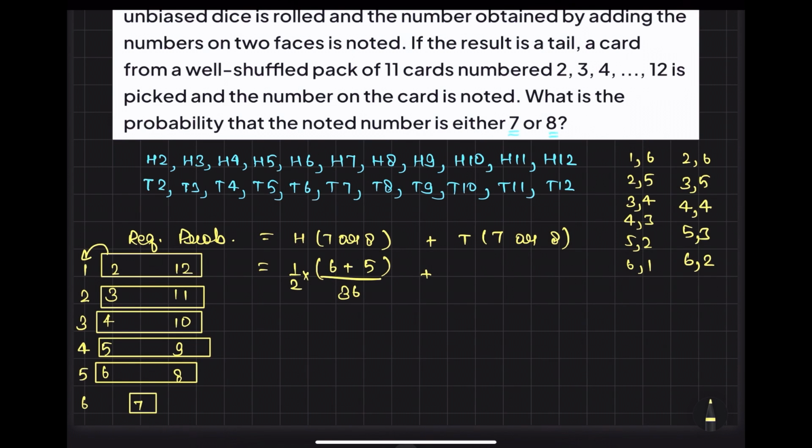Okay, getting tail is what? 1 by 2. Getting 7 or 8, so 7, 8, so it is 2 out of 11 cases.